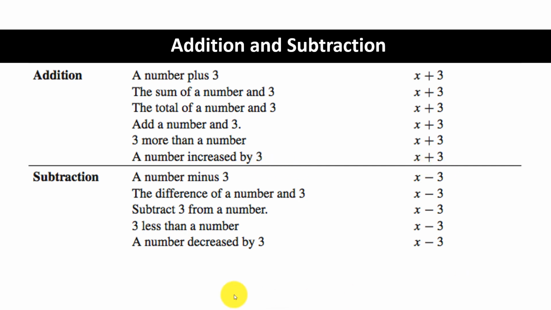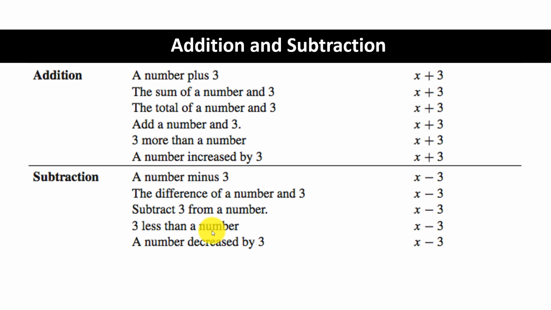For subtraction, a number minus 3 is x minus 3. The difference, the word difference means subtraction. So you take this number, a known number, variable, x, and you subtract 3. Subtract 3 from a number. So you take the number, you subtract 3 from it, that's x minus 3.